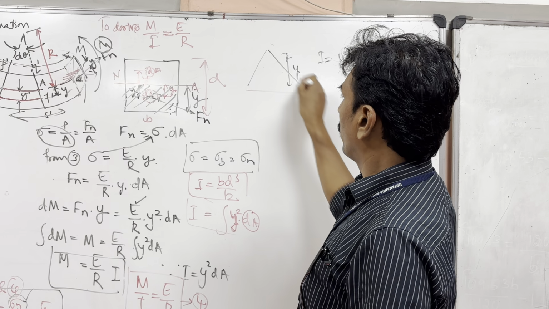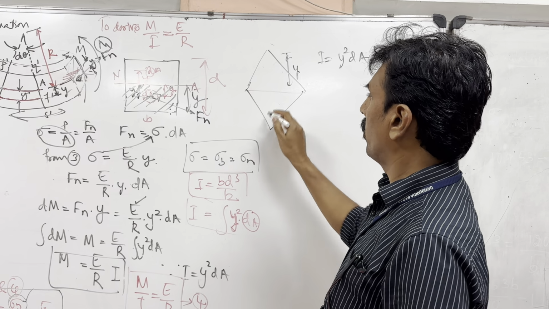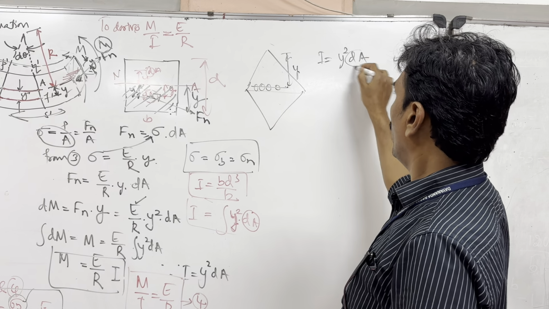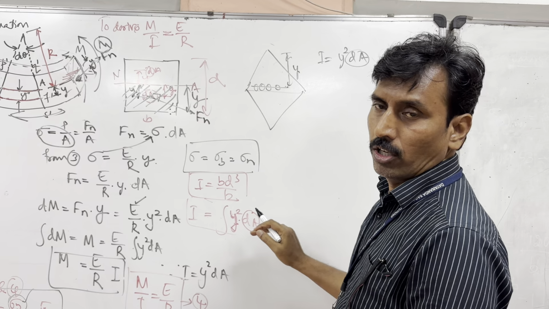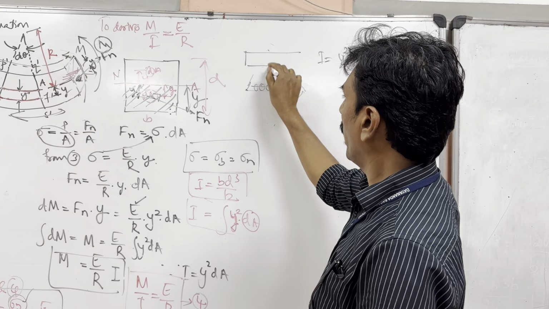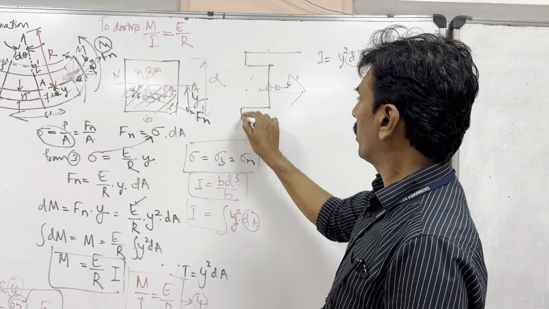So when you are actually making a beam, nobody will make a beam like this, because most of the area is very close to the neutral axis here. So area is there, but y is very small. So how will they make the beam? The beam will look like this. Have you seen a beam like this?